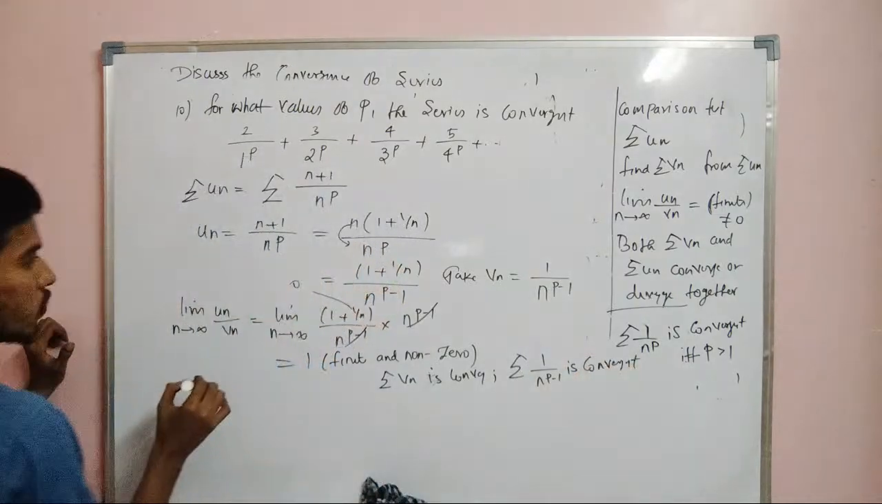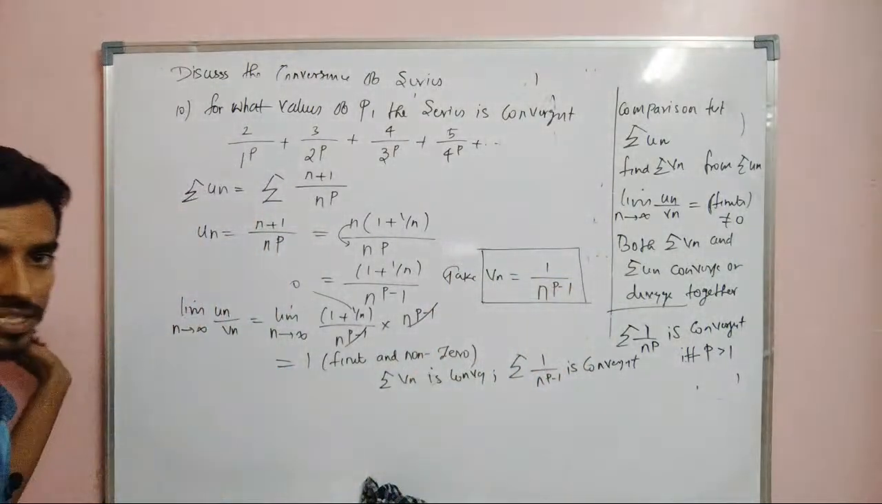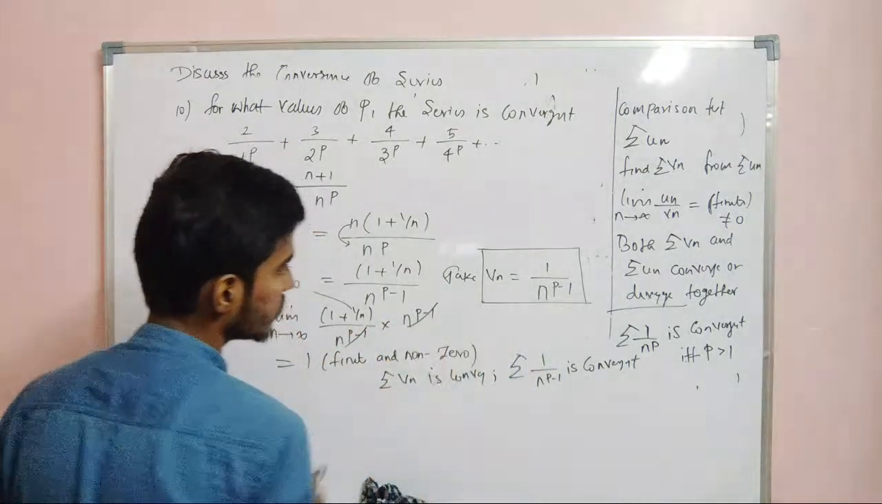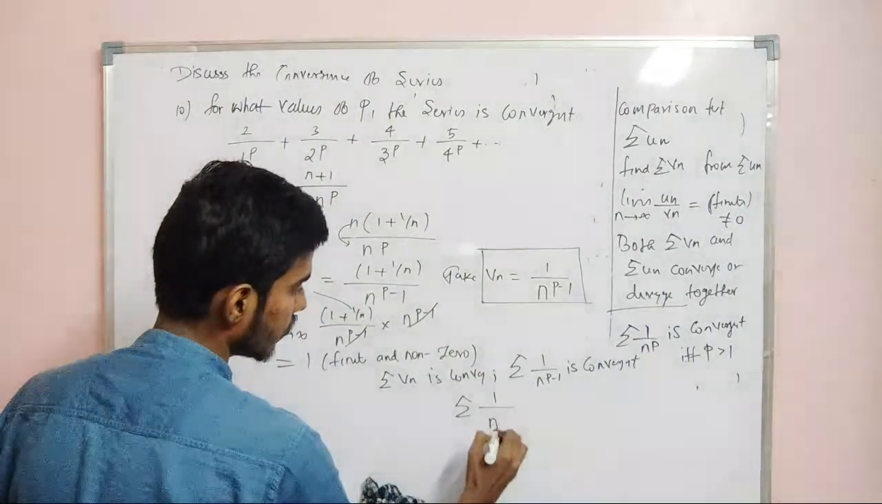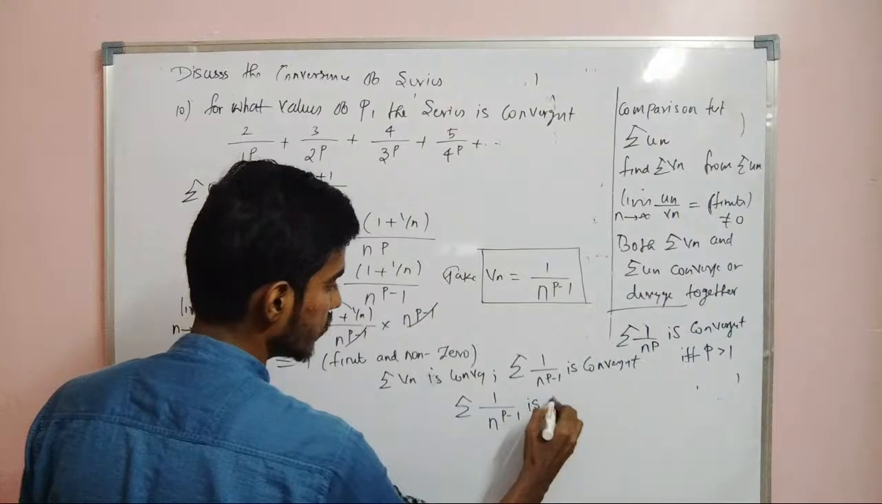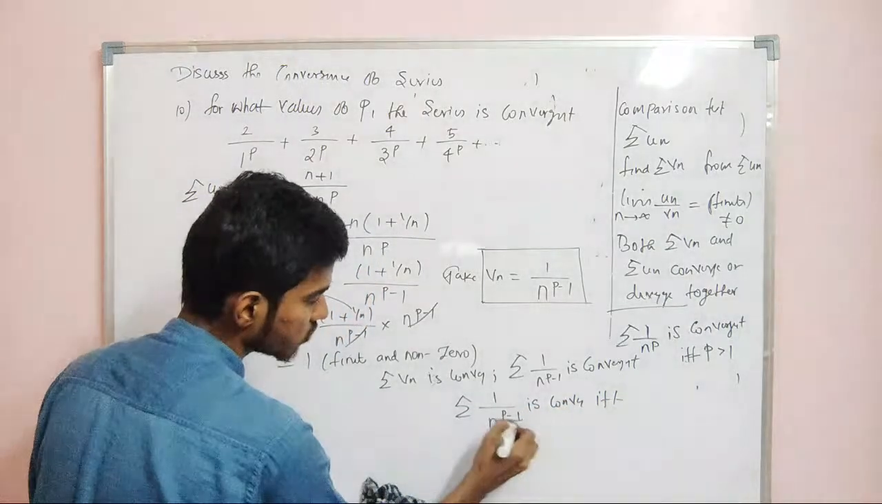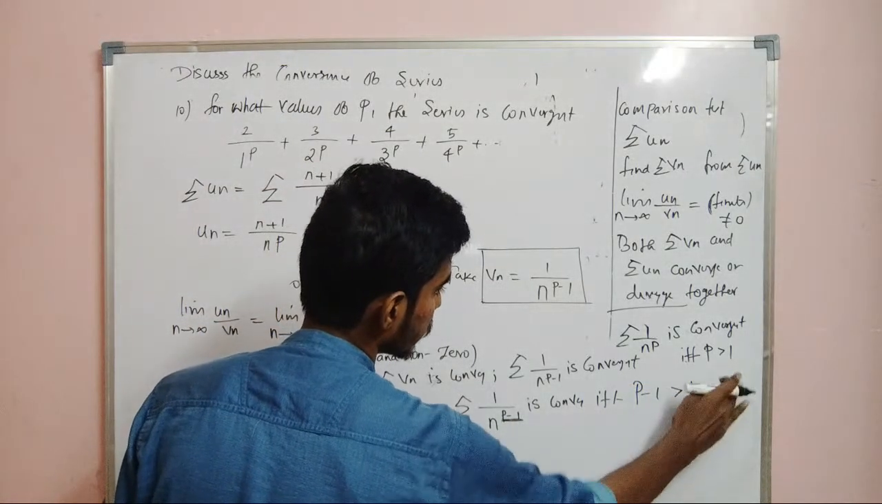Right. So suppose the series summation vn is convergent, then un is also convergent because the limit is finite and non-zero. Now when will this be convergent? Summation 1 by n power p minus 1 is convergent if and only if the power has to be strictly greater than 1. If and only if p minus 1 has to be strictly greater than 1.